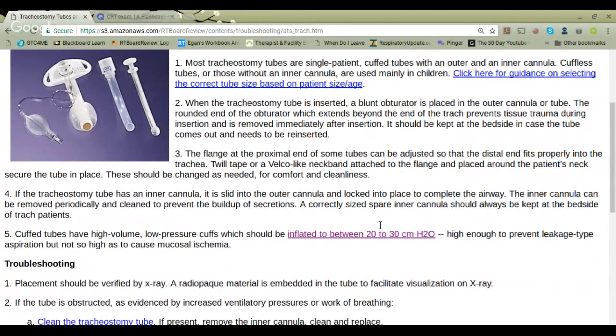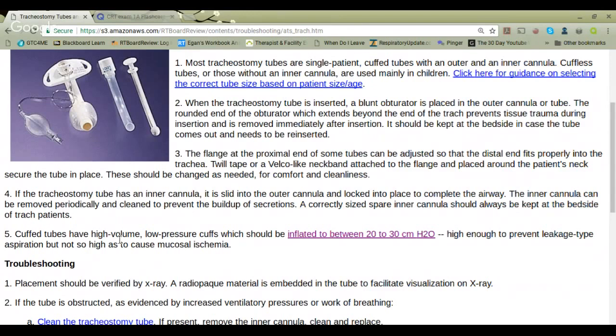If the tracheostomy tube has an inner cannula, it is slid into the outer cannula and locked into place to complete the airway, which is this inside of here. Okay. The inner cannula can be removed periodically and cleaned to prevent the buildup of secretions. A correctly sized spare inner cannula should always be kept at the bedside of the trach patient.